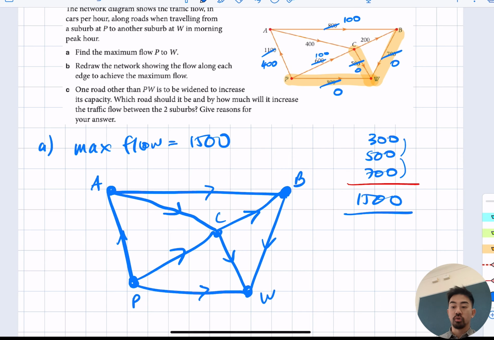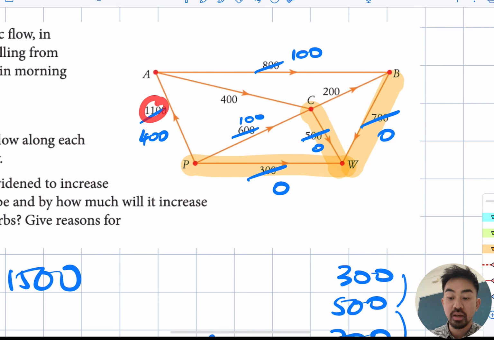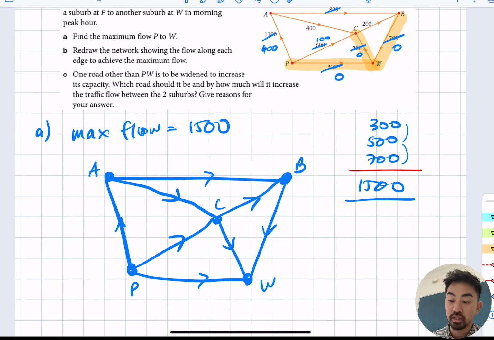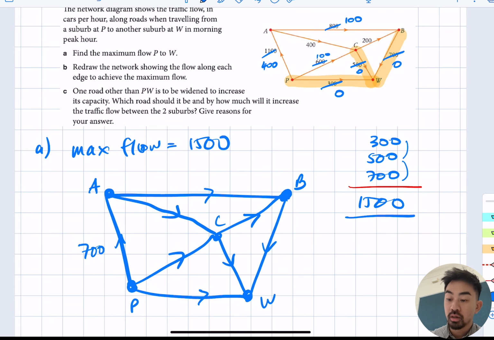Now the way we redraw it is actually quite simple. We're going to use the original number and take away what we've got left over, and that's going to be our new edge. For example, 1100 minus 400 is 700, so I write that there. Going along the top, 1000 minus 800 is 200. Going on the side, we've got 700 minus 0, that's just going to stay as 700.